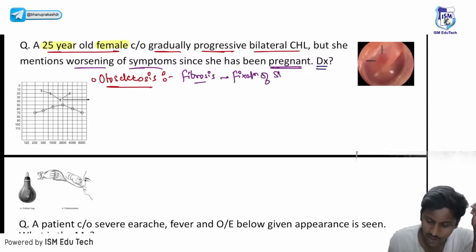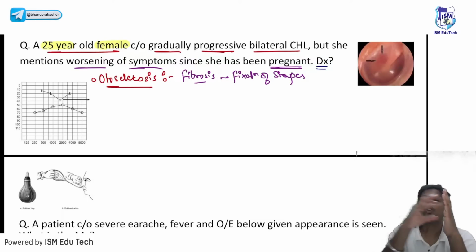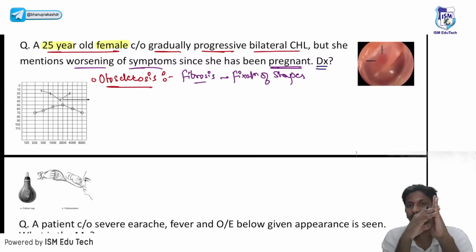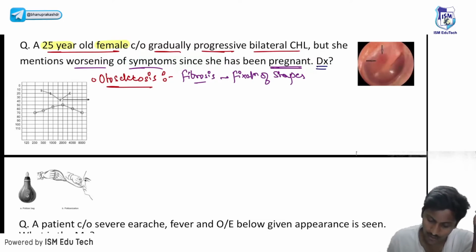And if there is fixation of the stapes, can the stapes move? Normally, for conduction of the sound, the stapes has to move in a piston-like manner. But now there is fibrosis of the stapes. Therefore, the stapes is not able to move. Therefore the conduction of sound will not happen, and the patient will suffer from conductive hearing loss. Okay, that is what is seen.